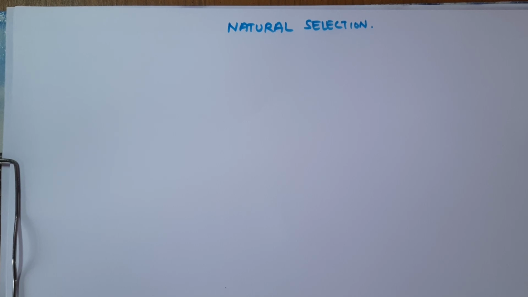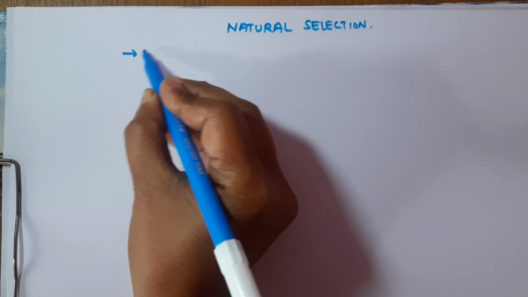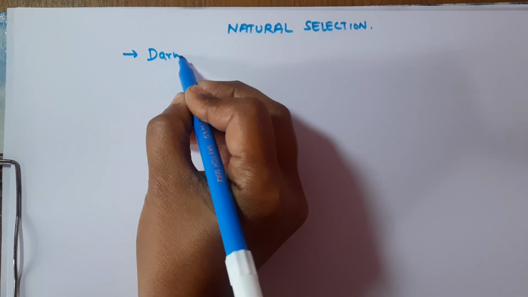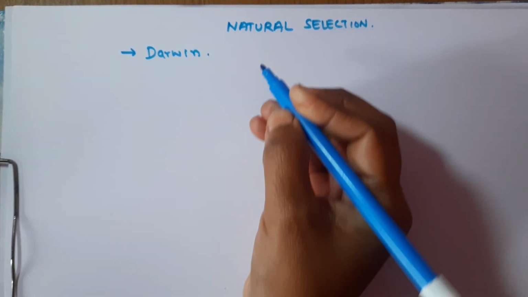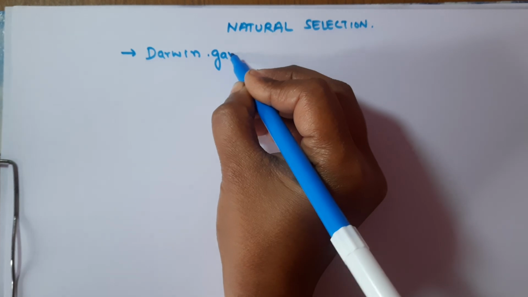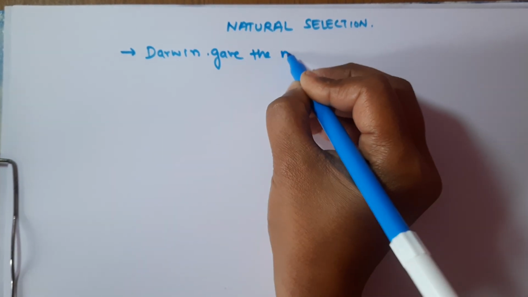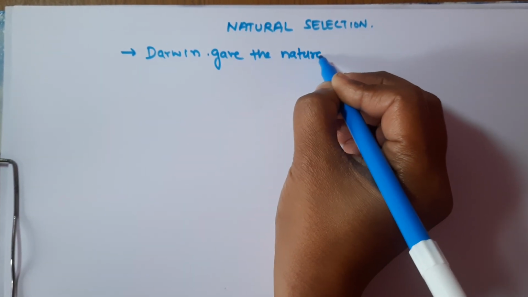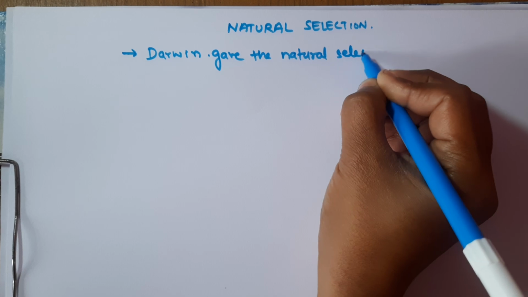Today in this video we are going to talk about the theory of natural selection, who gave it, and what the mechanisms of evolution are according to this theory. Okay, so the natural selection theory was given by Darwin.